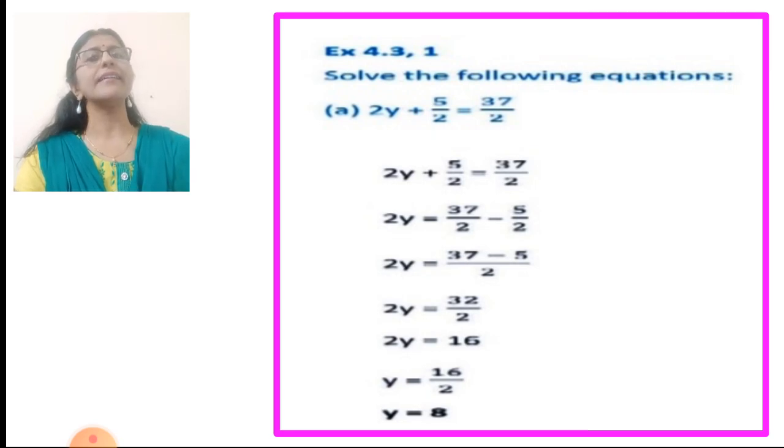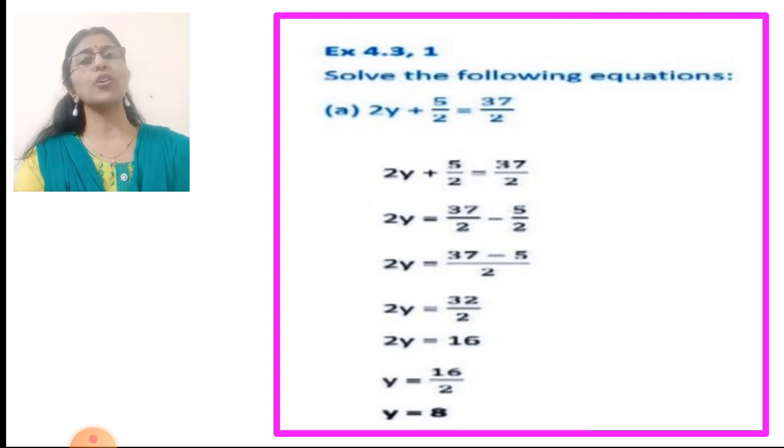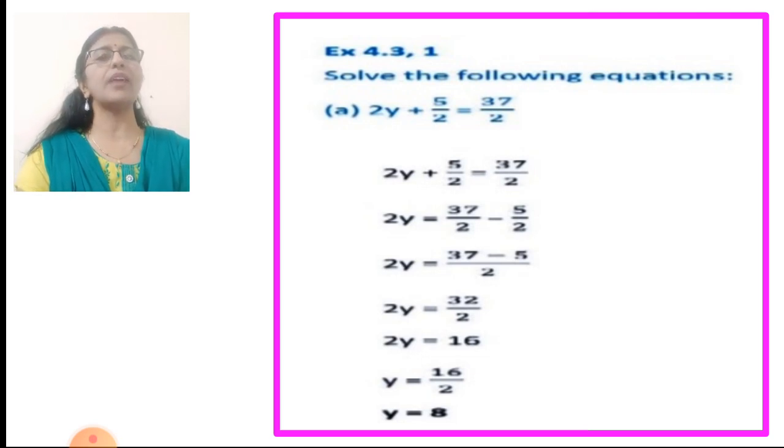First we will write 37 upon 2. And then 5 upon 2 is positive on the left hand side. So transposing 5 upon 2 to the RHS of the equation, it will become minus 5 upon 2. And then the new equation will become 2y is equal to 37 upon 2 minus 5 upon 2.